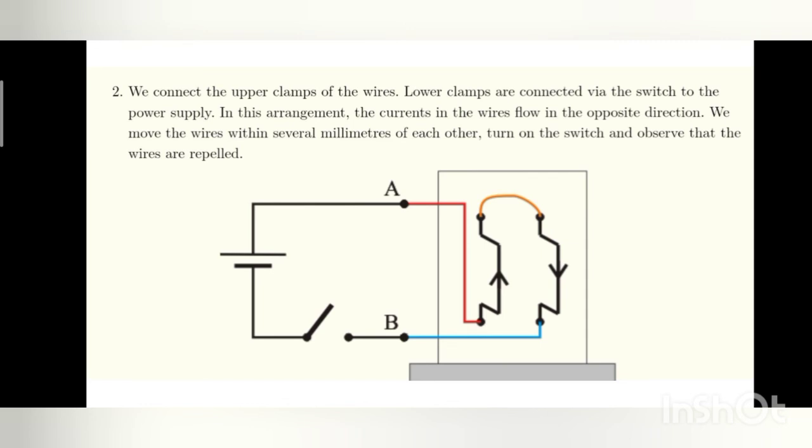Now we have connected the power supply in such a way that the current in both wires flows in opposite directions. Then you will find that when the current passing through them is opposite, they repel each other.